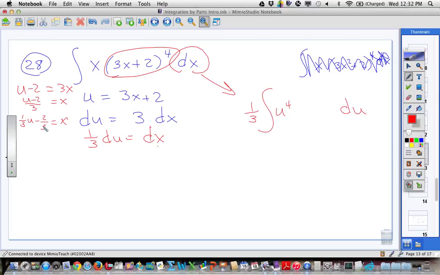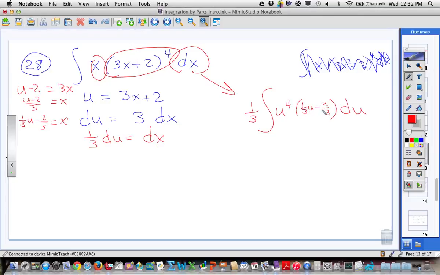Now, if you can do it with the u minus 2 over 3, and that makes sense to you, go for it. That's fine, but I'd rather do this. So now in place of this x, I'm going to put 1/3 u minus 2/3. Okay?